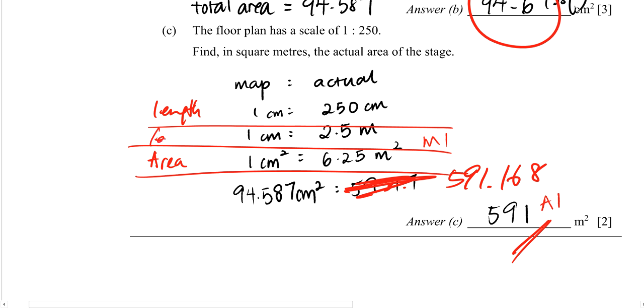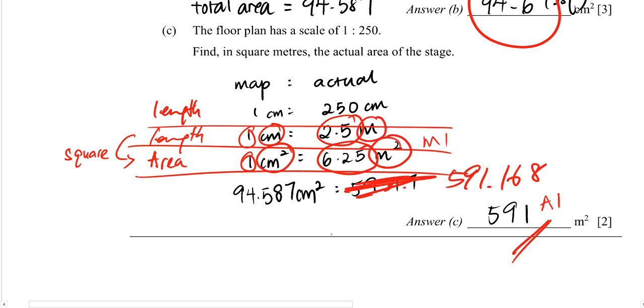So from here to here, square. So 1 square gives you 1. cm square gives you cm square. 2.5 square gives you 6.25. m square gives you square meters. That's how we convert.